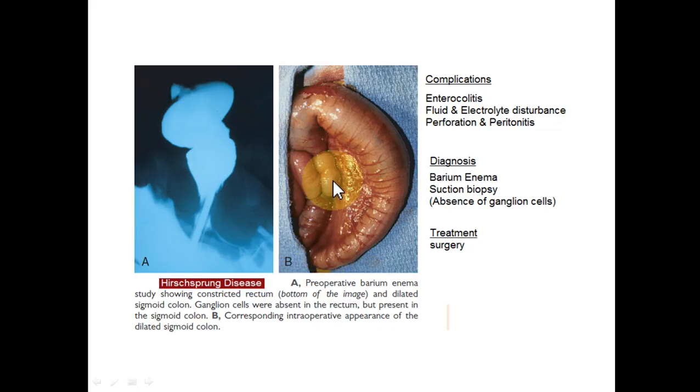So in this picture, we can see a barium enema, which is a contrast medium, injected through the rectum into the patient, and a picture is taken.